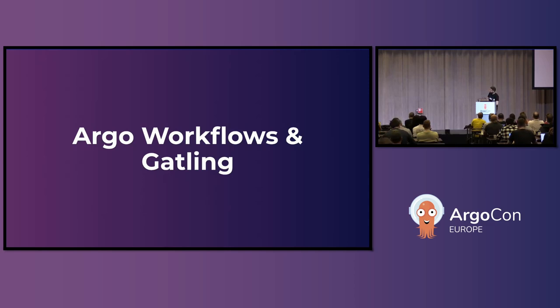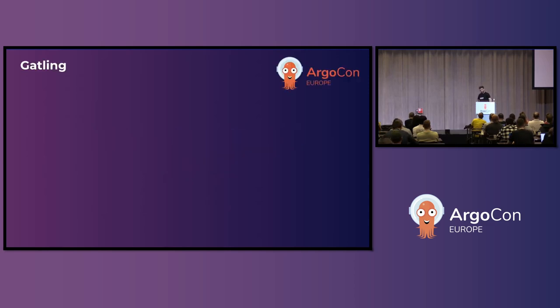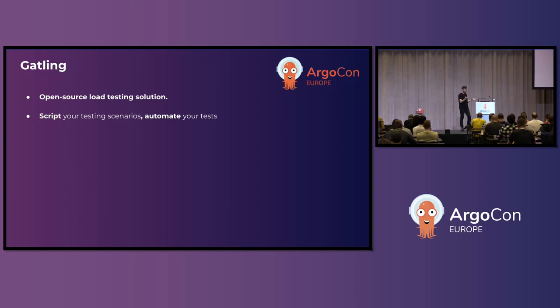Then we use Argo Workflows and Gatling for people. I don't know if Gatling is very famous, actually, but it's an open source load testing solution. What we use it for is to script our testing scenarios and automate our tests. It provides a visual report that is actually nice to look at, and you can understand fairly quickly what's wrong with your app and how it behaves if you add more load.